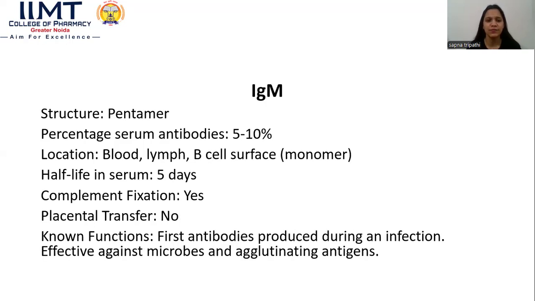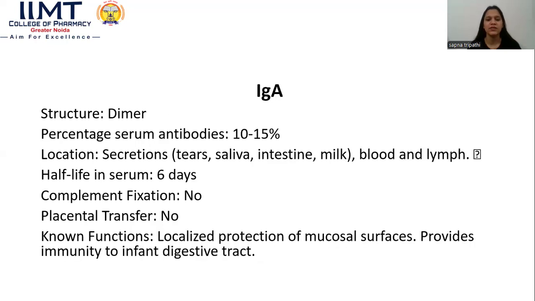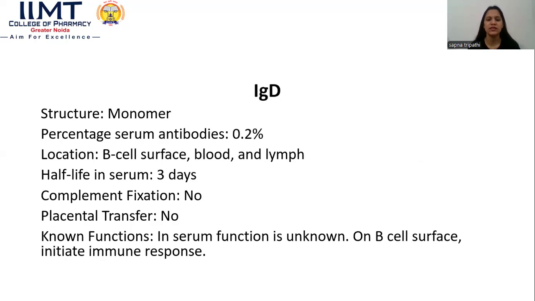Next one is IgM. The structure of IgM is a pentamer, the percentage of serum antibody is 5 to 10%, and the location is blood, lymph, and B cell surface, and the half-life is 5 days. Next one is IgA. It is a dimer in structure. The percentage of serum antibody is 10 to 15%, and the location is tears, saliva, intestine, milk, blood, and lymph, and the half-life is 6 days.